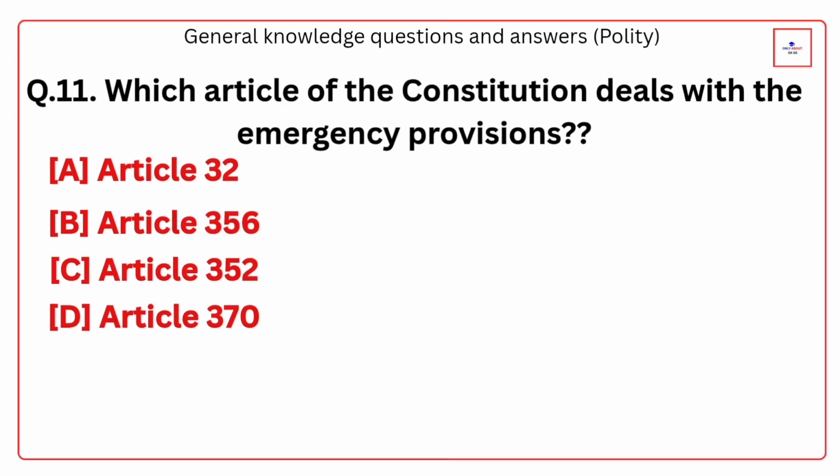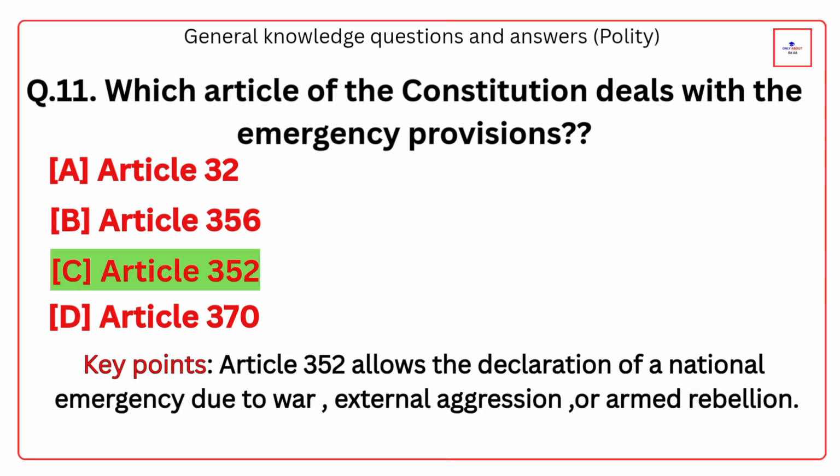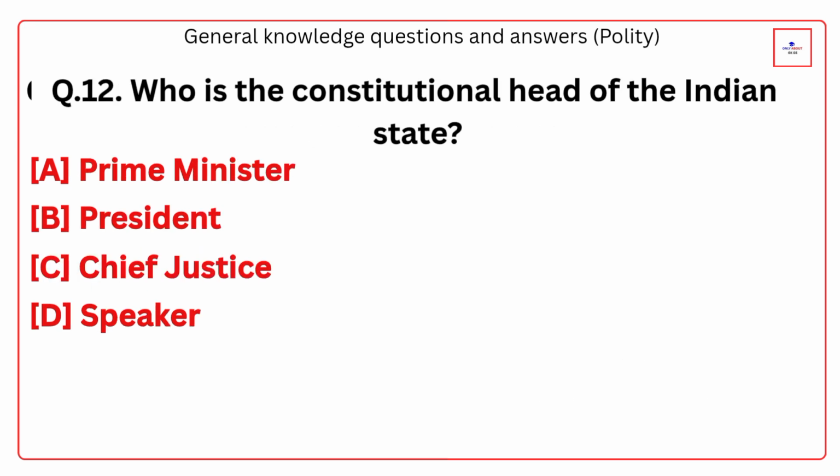Which article of the Constitution deals with the emergency provisions? Correct answer is Article 352. Article 352 allows the declaration of a national emergency due to war, external aggression, or armed rebellion.